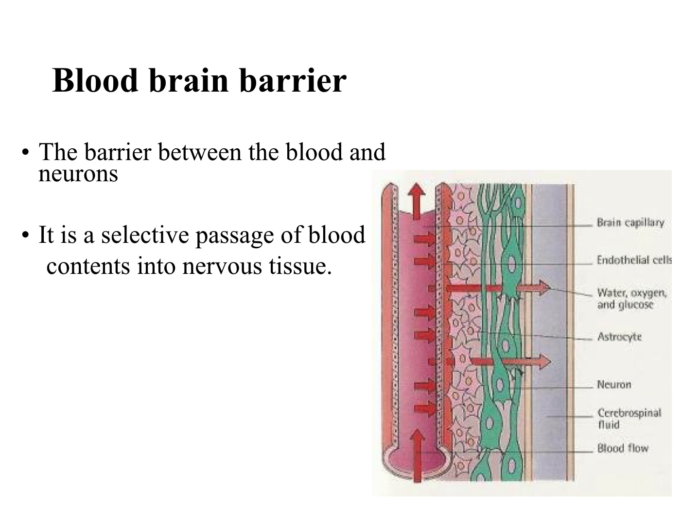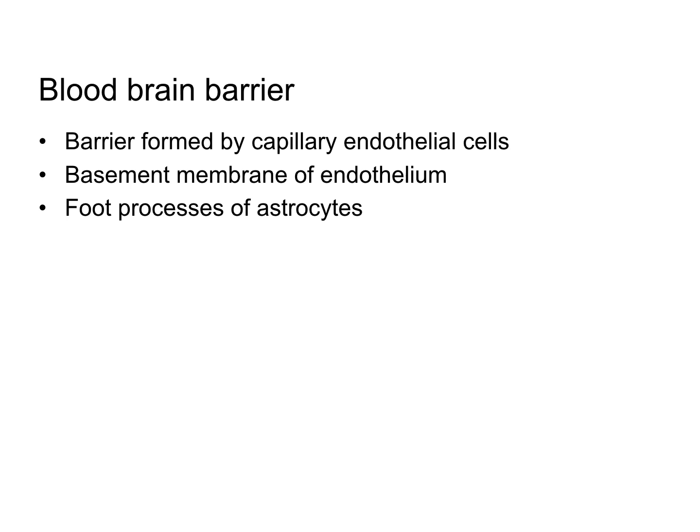Here also in this picture you can make out there is a capillary, and between the capillary and the neuron you can see the astrocytes. So the blood-brain barrier is formed by capillary endothelial cells, basement membrane of endothelium, and foot processes of astrocytes. So this is about the astrocytes.